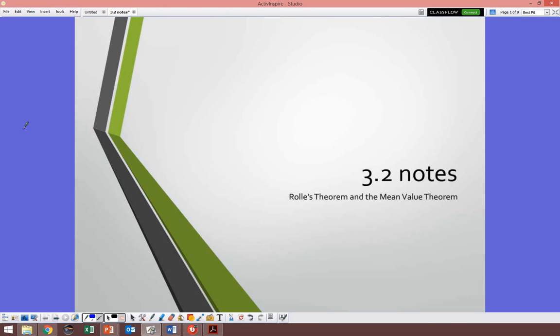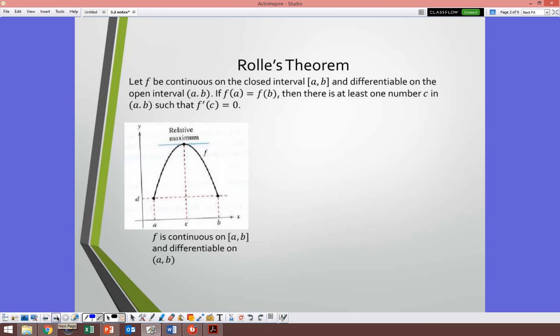Okay, so this is AP Calculus, Rolle's Theorem and Mean Value Theorem. You got the packets on this one right here. For Rolle's Theorem and Mean Value Theorem, it's all about the first derivative. It's applications with your first derivative.